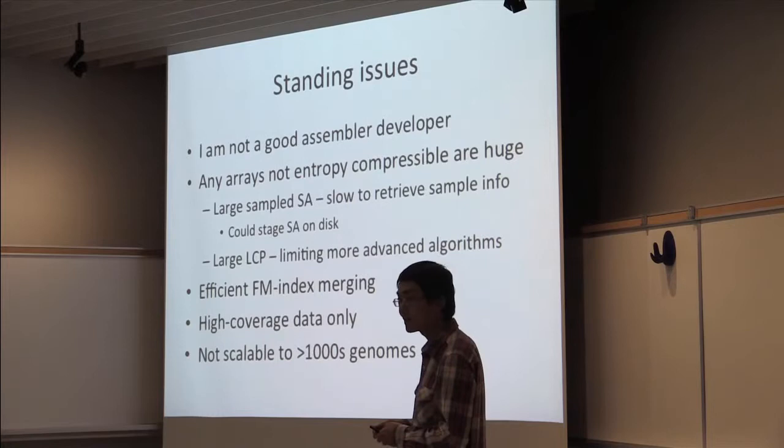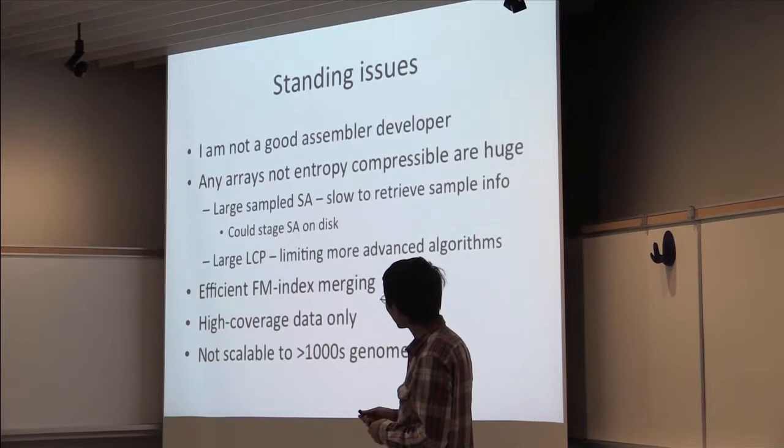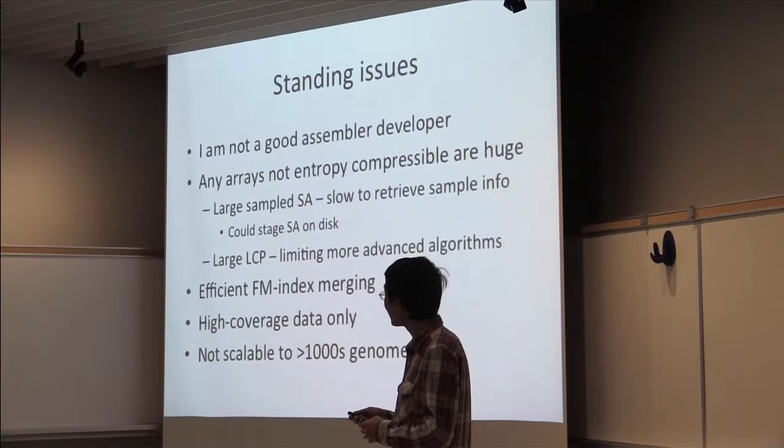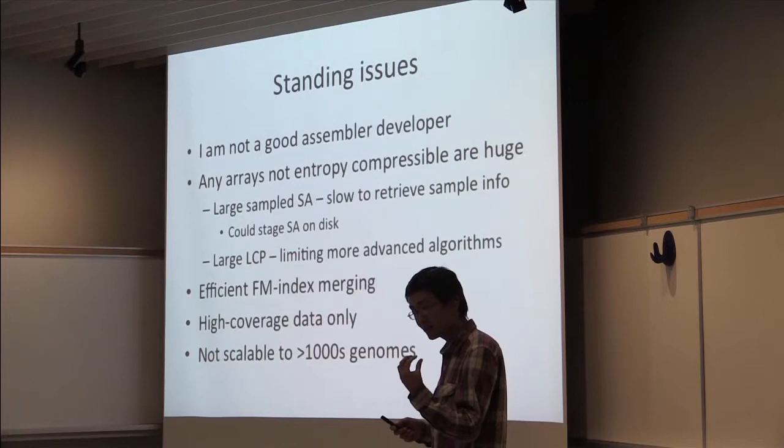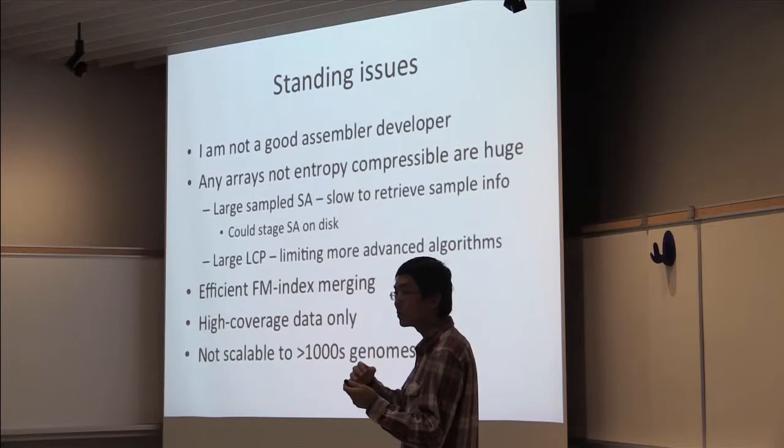And there are also some technical issues for efficient merging. Currently, it's only for high coverage data. With low coverage, I would say 20x maybe works, but it's not ideal. And it doesn't really work for cancer data, because cancer has this low-frequency subclone problem. When you really want to do de novo assembly, you will have problems.